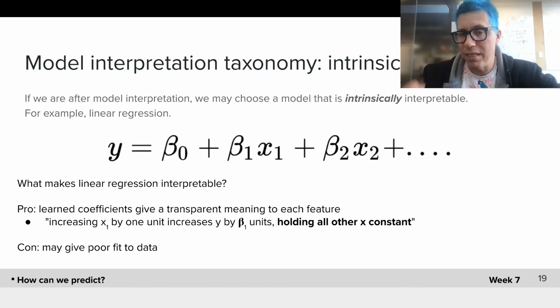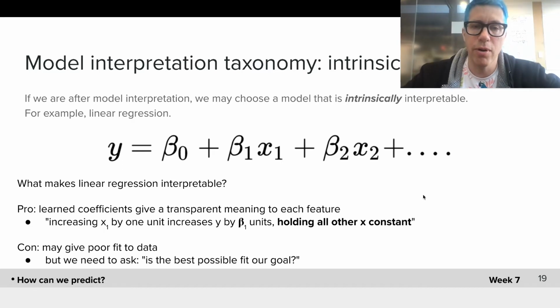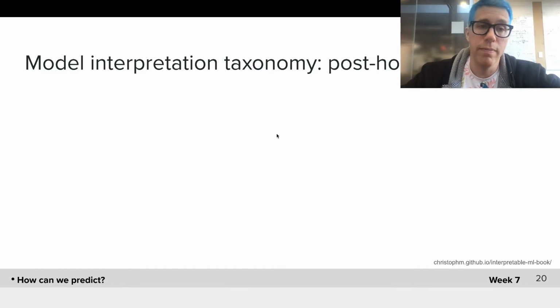Now, I also want to mention that if we are in a high dimensional space, that joint space of x1, x2, and so forth can have complex properties. But the second issue is that it might give a bad fit to data. So linear models are nice until the data has highly nonlinear properties. And then we need to ask, is this the best fit for our goal?